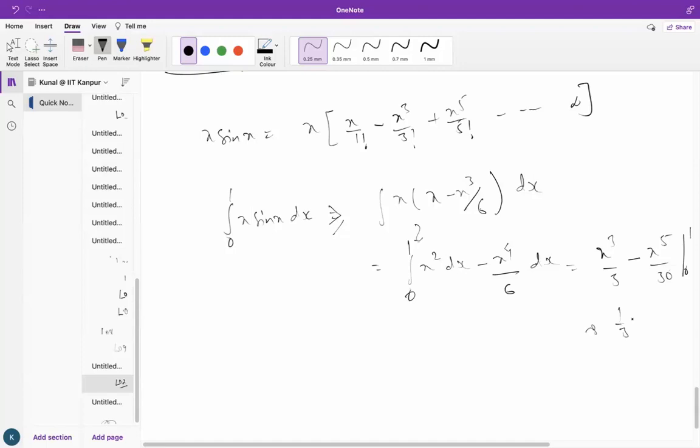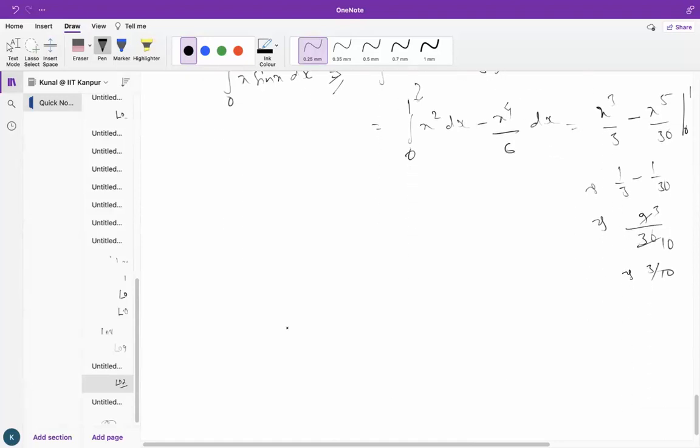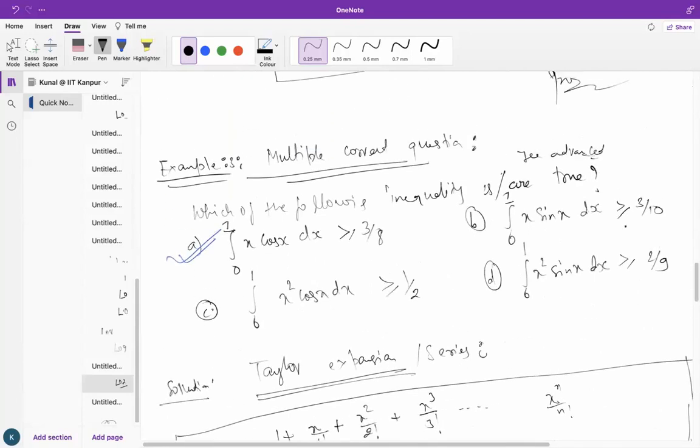So what we'll get? 1 by 3 minus 1 by 30. Right. So when we solve this, what do we get? There will be 9 by 30, so it's like 3 by 10. So from here we get, when we integrate this function x sine x from 0 to 1, our lower estimation value is greater than or equal to 3 by 10. So yes, it is 3 by 10. So this option is also correct.